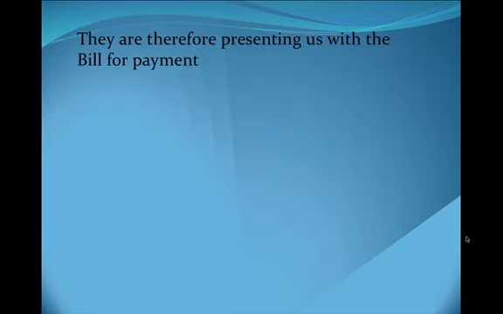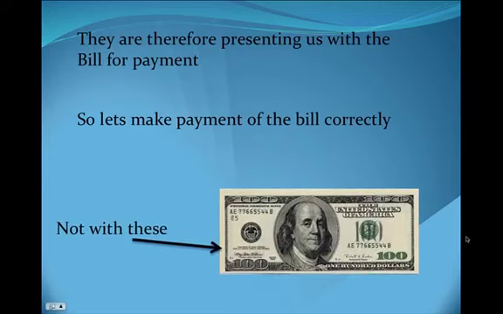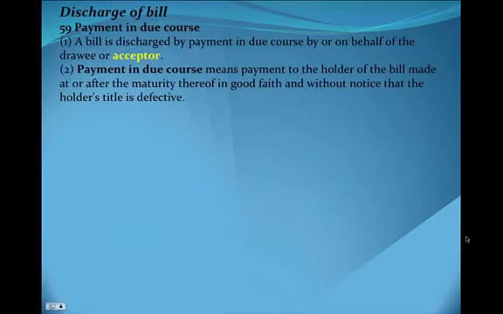They are therefore presenting us with the bill for payment. So let's take payment of the bill correctly. Discharge of a bill. Okay, now this is what we want. Payment in due course. A bill is discharged by payment in due course by or on behalf of the drawee or acceptor. Okay, so they've sent it to us for acceptance. Now we must accept that if we want it to be discharged and paid.